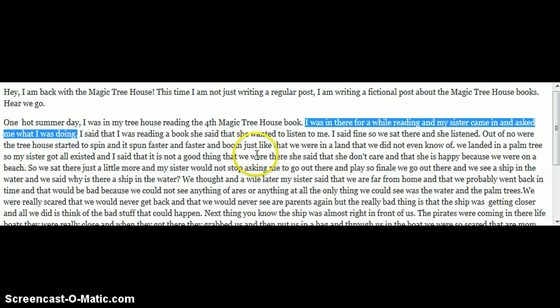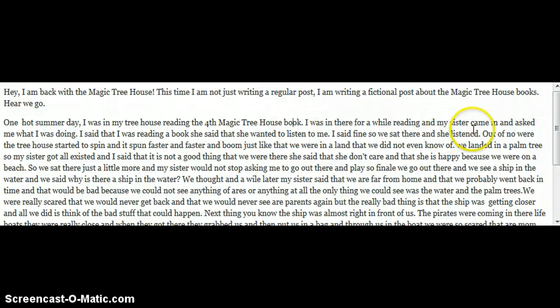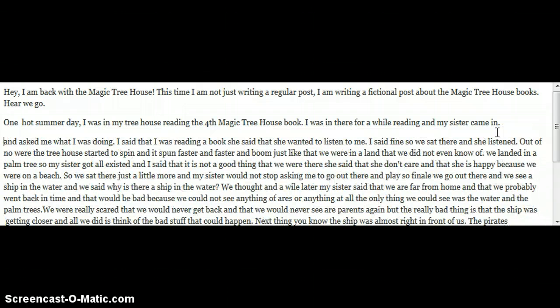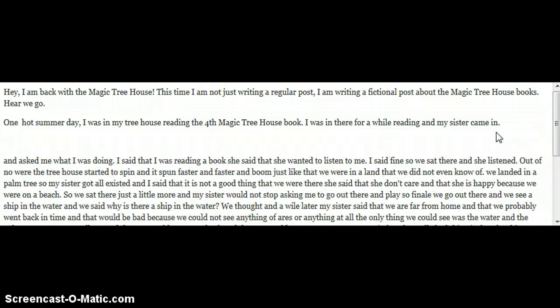All right. I was in there for a while reading, and my sister came in and asked me what I was doing. Now, instead of telling us what she asked you, show us. So what I mean by that is I was in there for a while reading, and my sister came in. And now we're going to just set this down here for now to separate it. What did she say to you? What exact words did she use? She said, she asked me if she could listen.